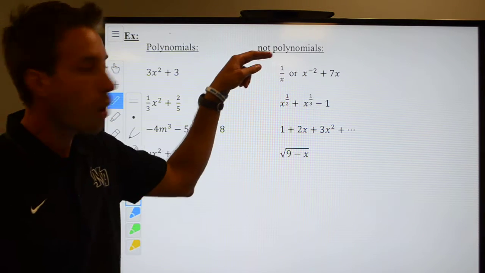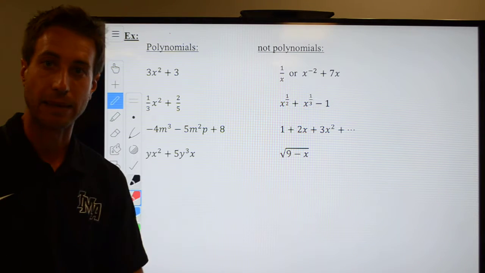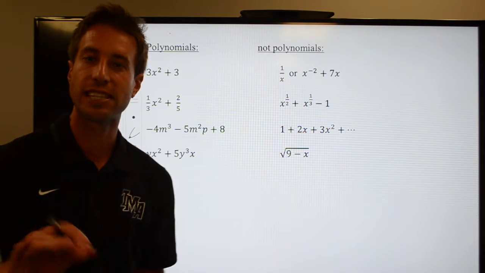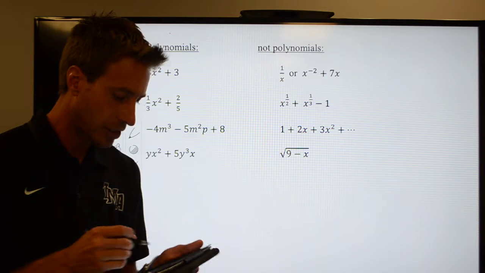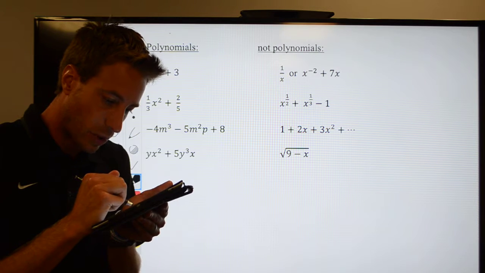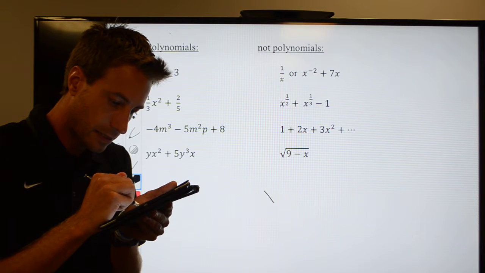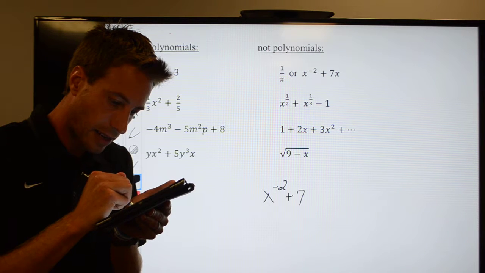I have 1 over x, or x to the negative second. Let me show you real quick what x to the negative second means if you don't remember this from Algebra 1, because you did actually look at these in Algebra 1. So let me write it again real quick for you, right down here. It is x to the negative second plus 7x.